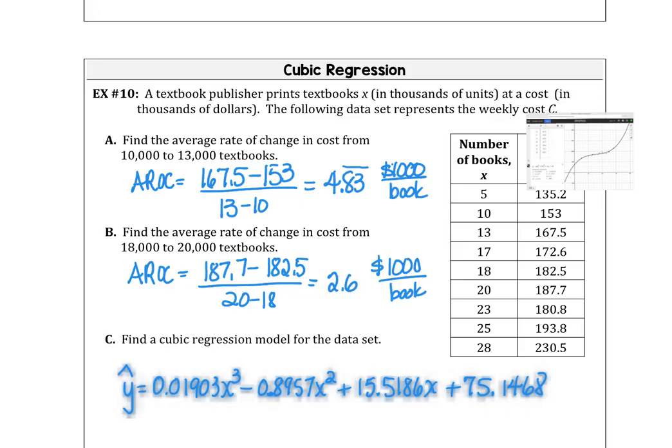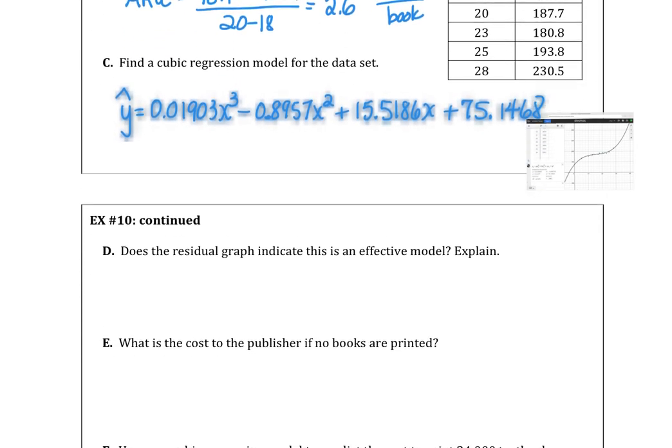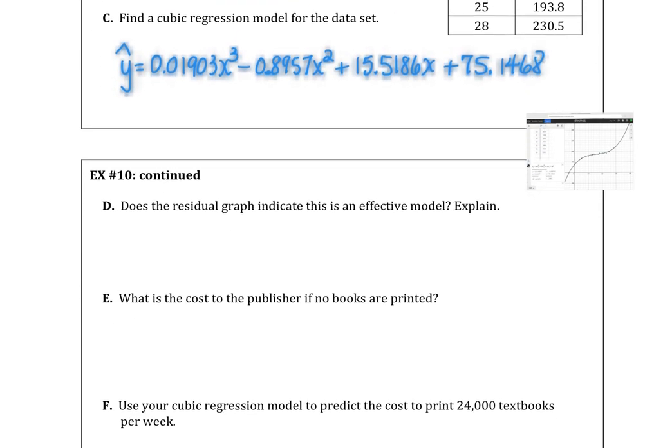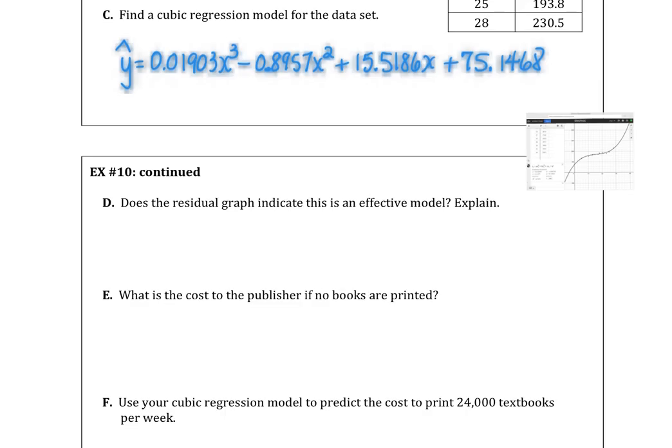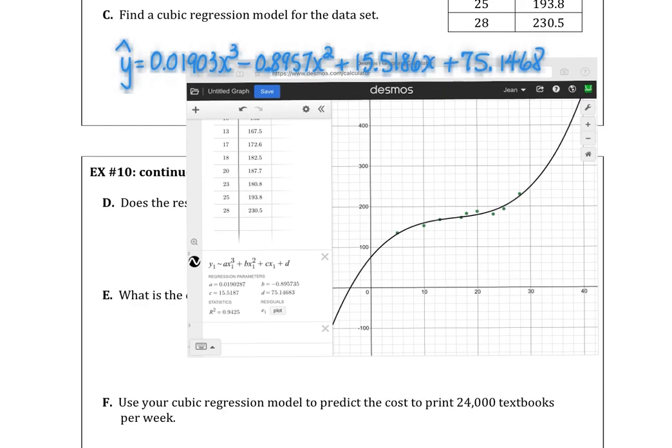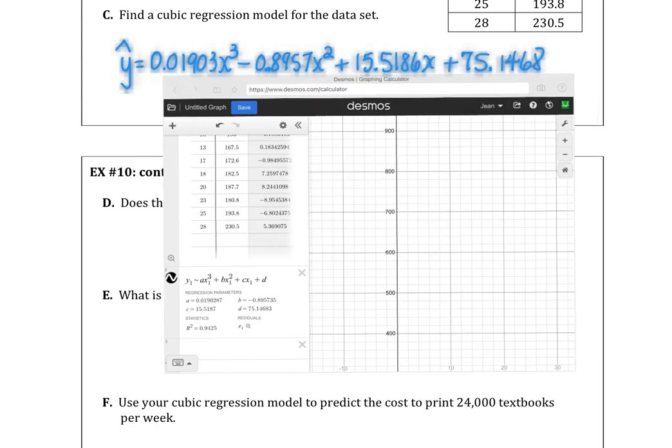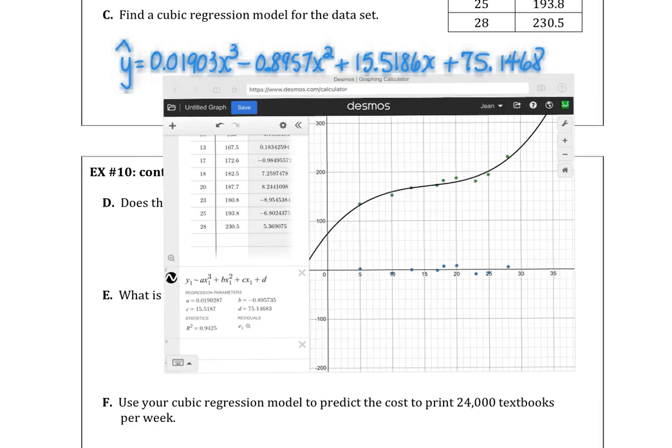Looking ahead to part D, does a residual graph indicate that this is an effective model? So we could go back to the calculator and ask for the residual plot. Looking at that plot, it appears the points are randomly scattered. So yes, the residuals are random and they lie close to the horizontal axis.